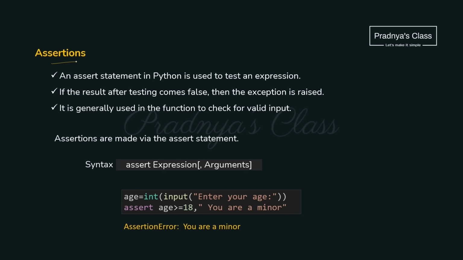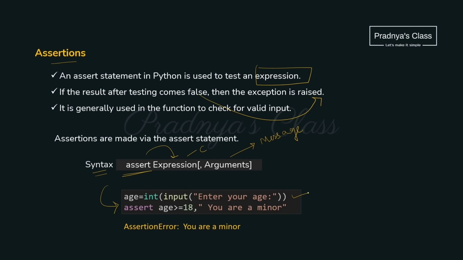There is one more concept, that is assert. It is generally used to test an expression. When the expression becomes false, the exception will get raised. Look at the syntax. We will write assert keyword followed by the expression. It is nothing but the condition. And here is the optional parameter, arguments. It is a message for the exception.